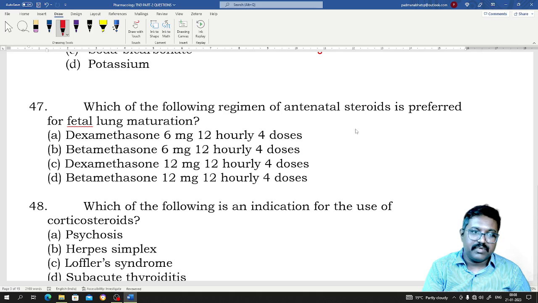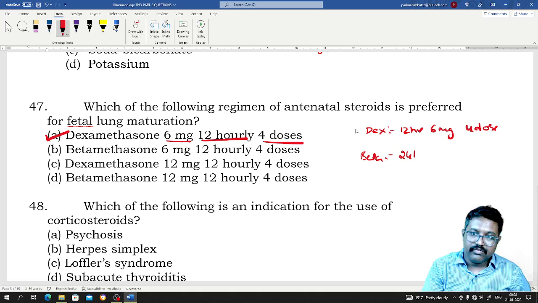steroids is preferred for fetal lung maturation? So usually you're going to prefer dexamethasone because betamethasone is banned in India. It is not available actually. So dexamethasone 12 hourly, you need to give 6 milligrams, 4 doses. So dexa 12 hourly, 6 milligram, 4 doses. If you were to choose betamethasone, you need to give 24 hours, 12 mg, 2 doses. Is that clear? Okay, fine.